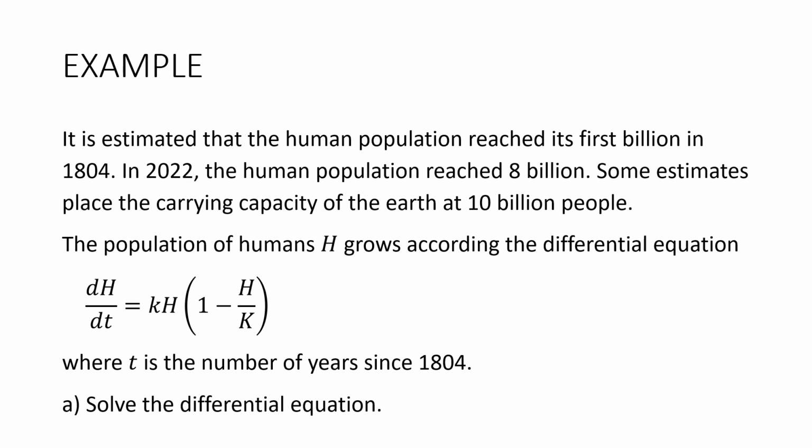Here's an example. It is estimated that the human population reached its first billion in 1804. In 2022, the human population reached 8 billion. Some estimates place the carrying capacity of the Earth at 10 billion people. The population of humans, H, grows according to the differential equation dH/dt is equal to kH multiplied by 1 minus H over K. t is the number of years since 1804. Solve the differential equation.